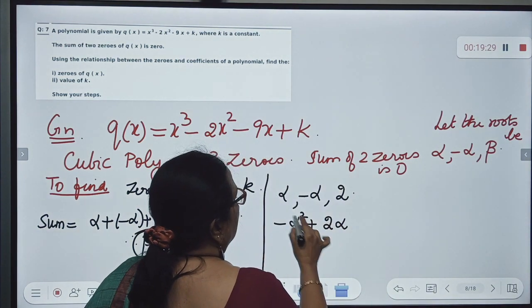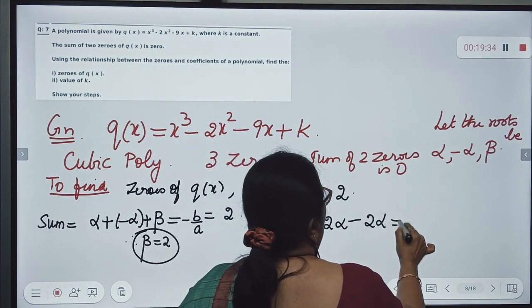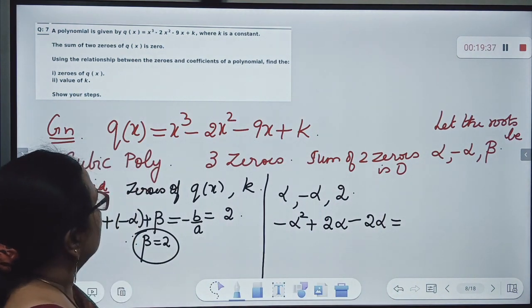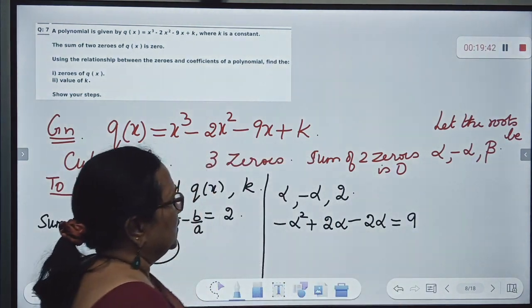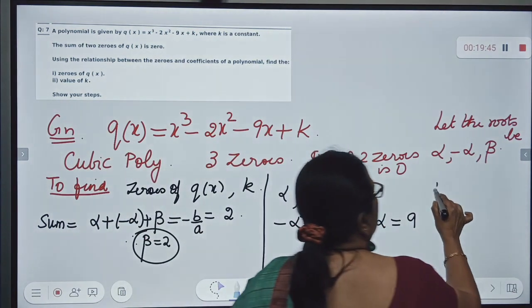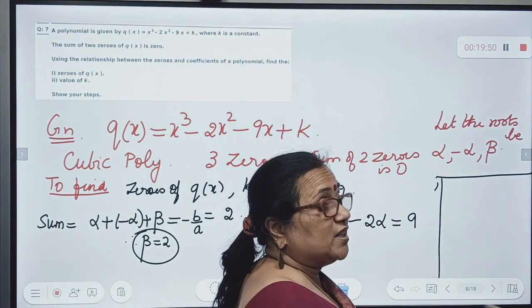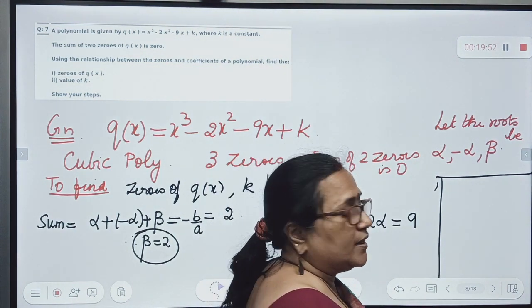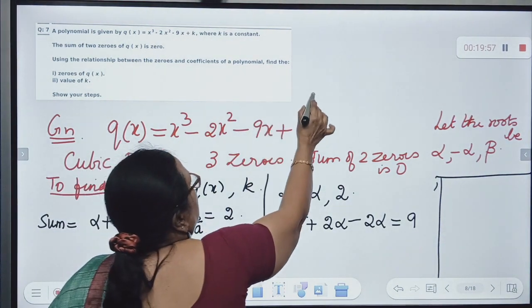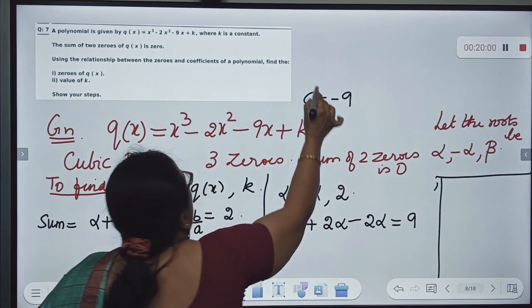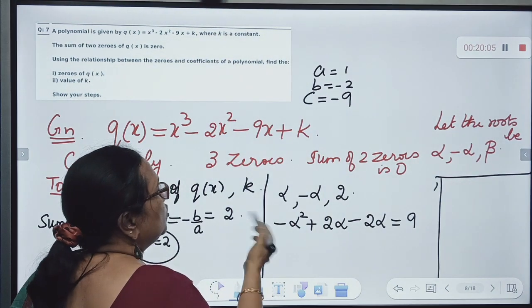Minus alpha square plus 2 alpha minus 2 alpha equal to, what is the c by a? 9 equal to 9. Are you able to follow? What is the formula? If there are 3 roots, alpha and the others, and you look at the sum of the roots taken 2 at a time, then that sum is always equal to c by a. So here c is minus 9, a is 1, b is minus 2. So I am taking two of them at a time.